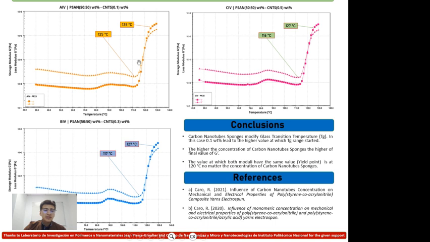This change in behavior is related to the glass transition temperature of the copolymer. But the normal glass transition temperature of the copolymer at this concentration of monomers is around 100 degrees Celsius. With the addition of the carbon nanotube sponges, this temperature was modified, rising to 125, to 117, and to 116 in the three cases. This variation is due, of course, to the presence of the carbon nanotube sponges.